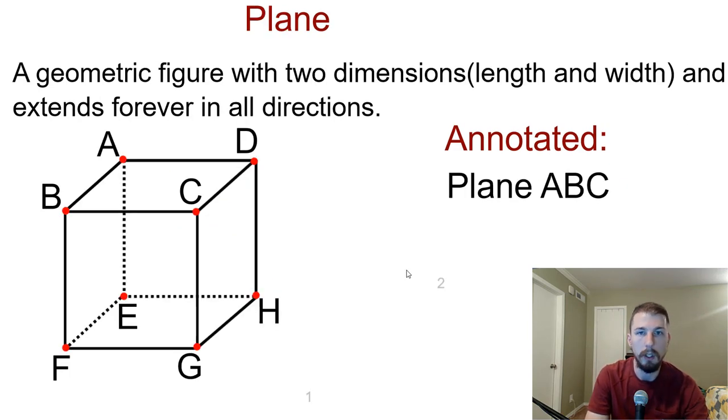Our third one is a plane. A plane has 2 dimensions. It's a flat surface that extends forever in 2 dimensions. It has a length and a width, and extends forever in all of those directions. So it doesn't have a thickness to it.